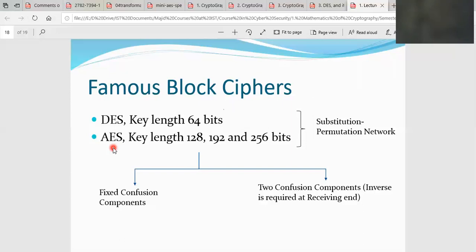In the next lecture, we will develop the basics of these two very famous encryption algorithms, which fall into the category of block ciphers, and block ciphers are a class of symmetric key encryption algorithms. In a symmetric key encryption algorithm, we have only one key, and from that one key we can generate various keys for each round.